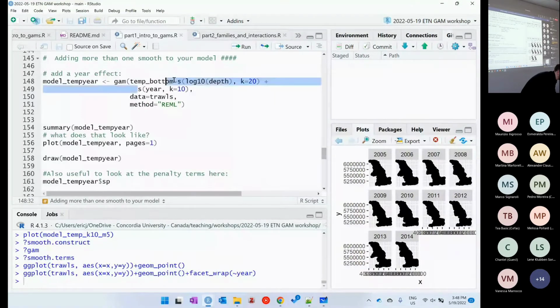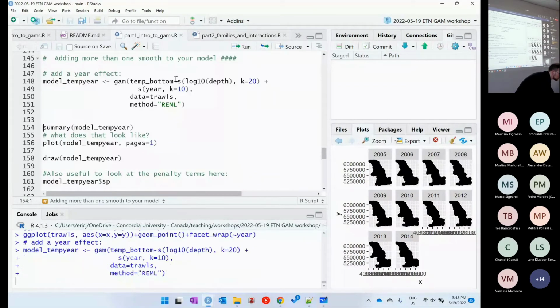And in the same way as with a standard linear model, you can add in more coefficients. You can add in more smooth terms with the GAM. So here I'm setting depth with k equals 20. We can go up above to see that we can actually justify setting a somewhat higher number of basis functions for depth in this case. And here I'm just fitting year, so I'm using the default k equals 10. Again, I'm fitting this with REML.